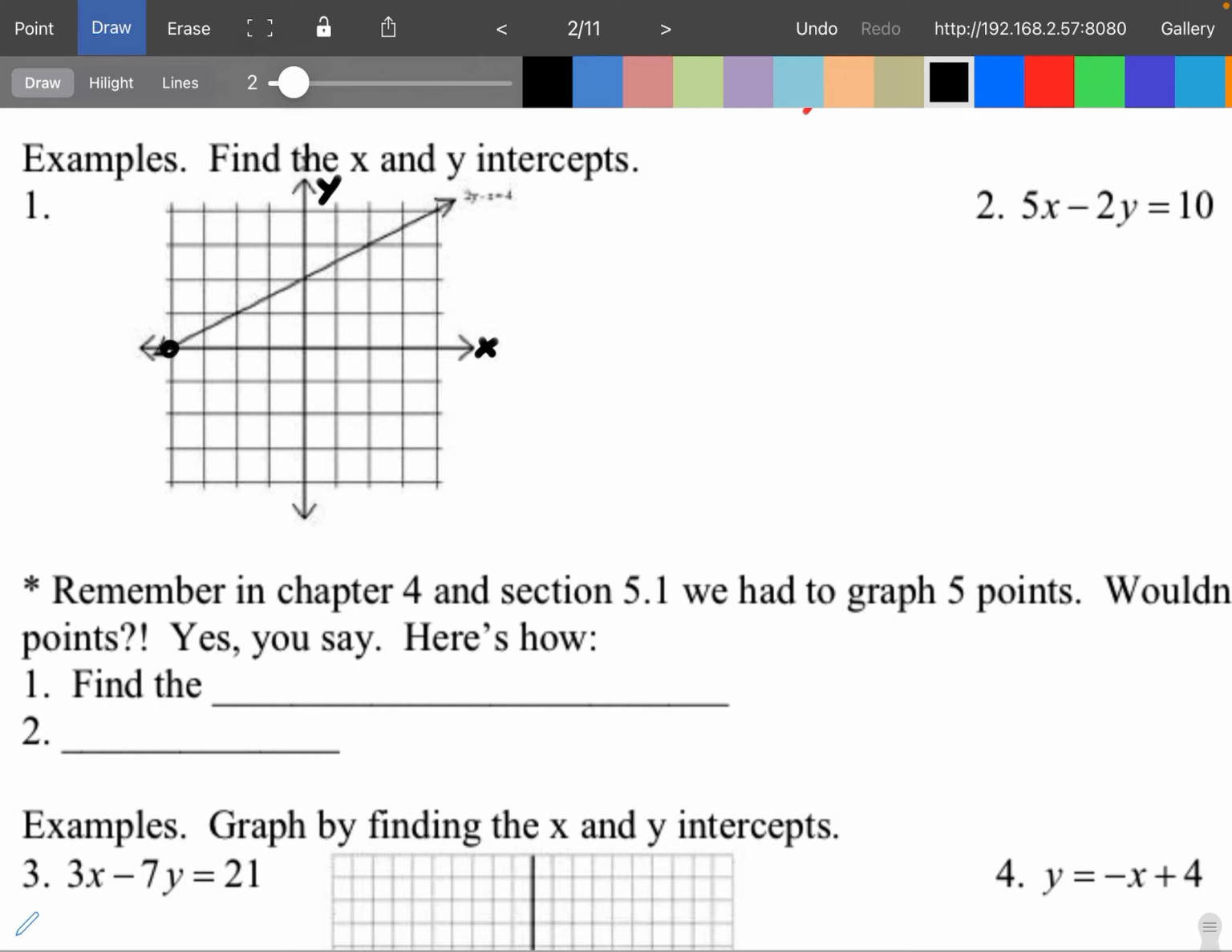All right, so this first example here, well, I said if they give you the graph, you should just be able to read them off, right? So here's our graph. This is the x-axis right here. This is the y-axis right here. So let's do the x-intercept first. Our x-intercept is over here.